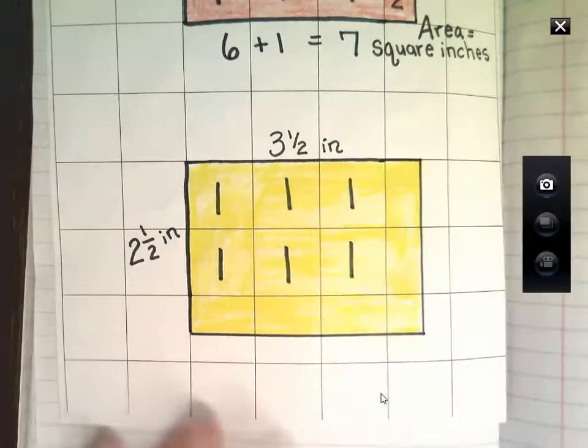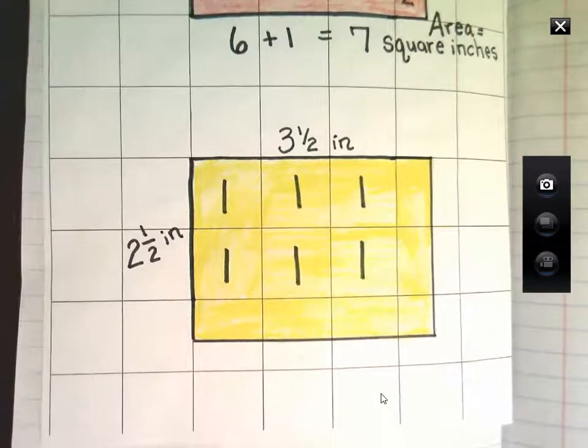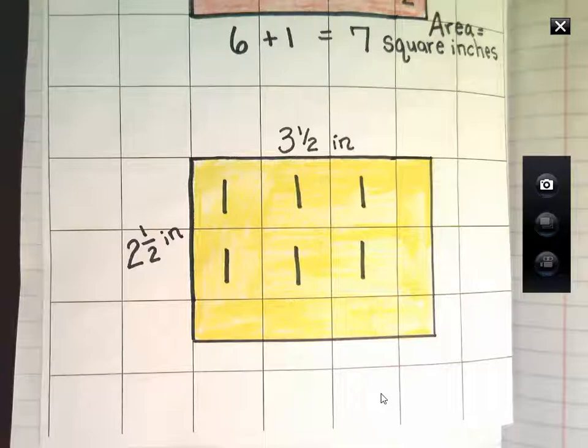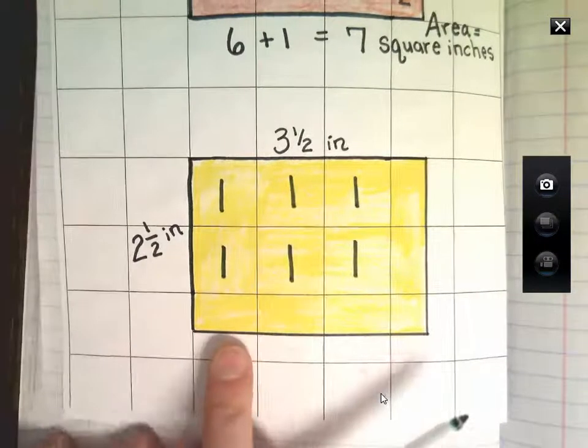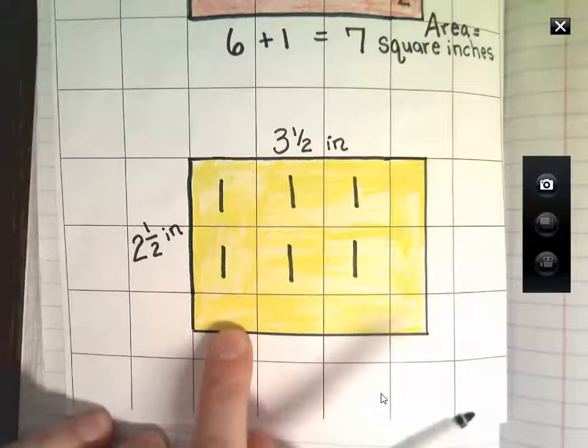How many boxes or squares have 1 square inch in your rectangle? 6. Good. I just see 6 also. Now I see some other pieces. Let's start on the bottom, and I'm going to start on the left. What are these?